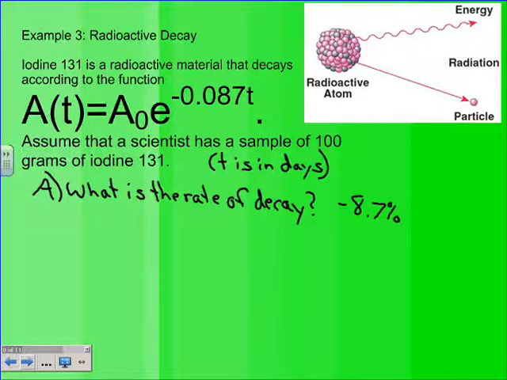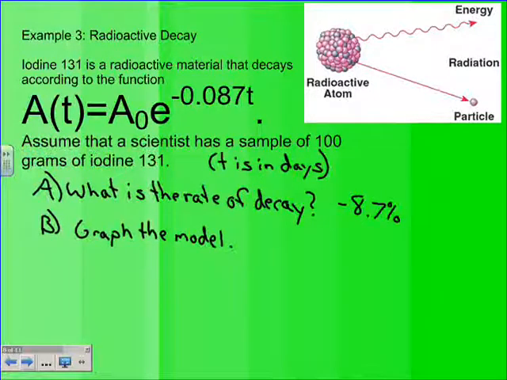Next thing, just like the other one, I want you to graph the model. Okay, so type that in. When you type it in, what are you going to plug in for A sub 0? What's the initial amount here? 500. So you're going to type in 500 times e. Sorry, 100, my mistake. So we're going to do y equals 100 times e to the negative 0.087t. Or when you type it in, you'll have the x there.